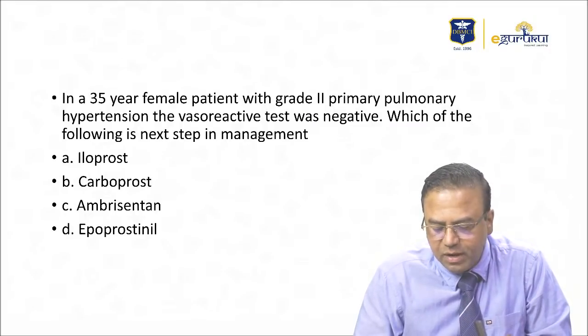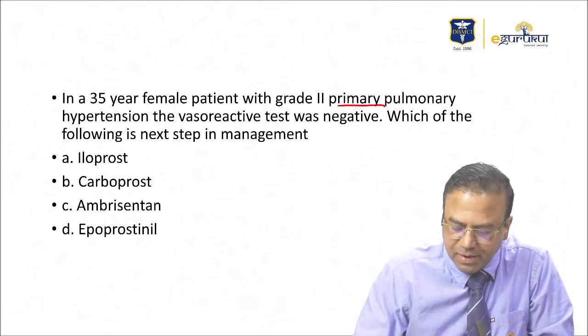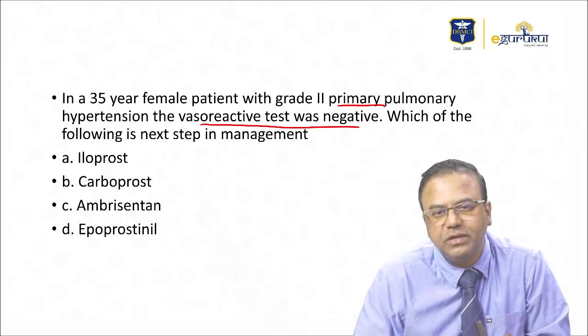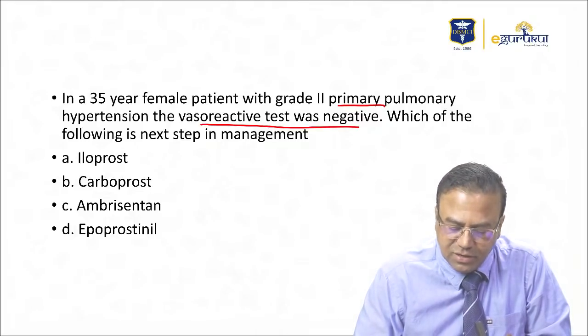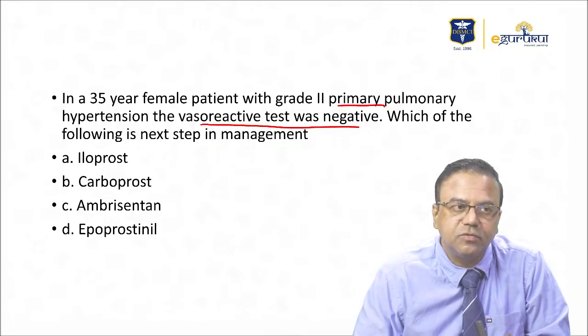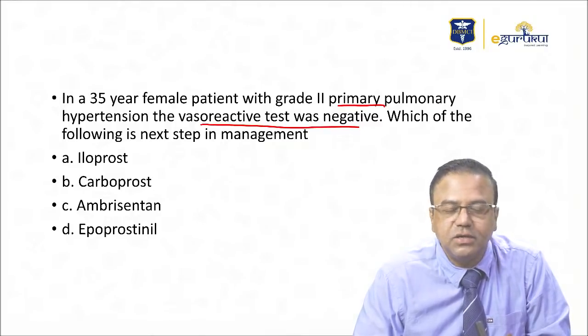In a 35-year-old female with grade 2 primary pulmonary hypertension, the vasoreactive test was negative. Which of the following is the next step in the management? Now, these are the things that you should know about INICET. That's one of the reasons why in our classes we emphasize so much the recent things that came out.